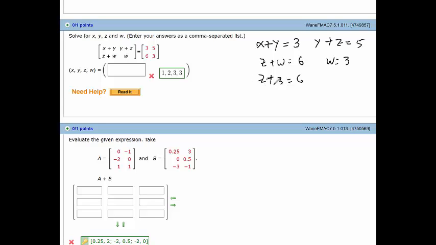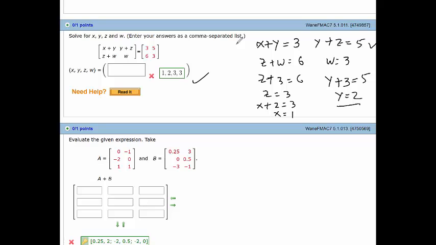So then w is 3, so then z plus 3 is 6. That means z is 3. So once I get z equals 3, I can put it back here, isn't it? So y plus 3 equals 5, then y equals 2. And once I know y, I can put it back here. So you get x plus 2 equals 3, then x equals 1. So my solution is x equals 1, y equals 2, z equals 3, and w is already given 3.